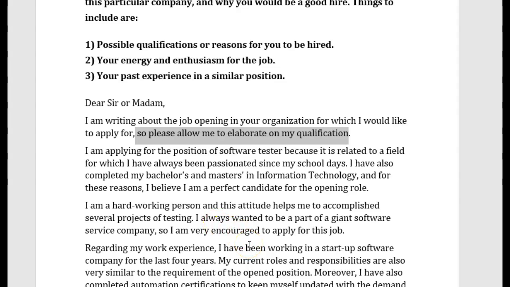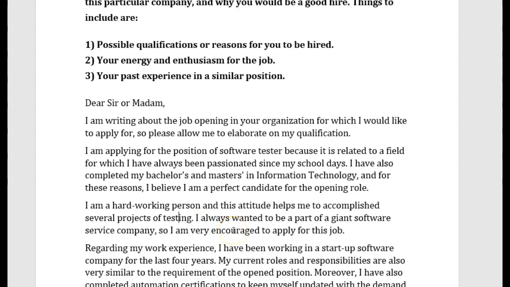All right, let's fix some things here too. I didn't like this several projects of testing. I assume that you're working here on the bullet regarding your energy and enthusiasm, but I do want to fix this a little bit, okay? So, I am a hardworking person, and this attitude helps me to complete multiple projects simultaneously. All right? I think that's a better way of saying this. I have always wanted to be part of a giant software service. I don't really like this, a giant software service. It just sounds a little too informal.